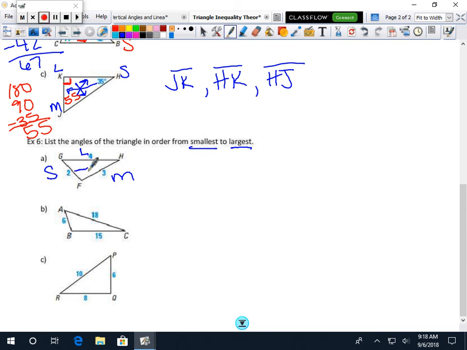So from smallest to largest, smallest side across from the smallest angle, which is angle H. Medium side across from the medium angle, which would be angle G. And largest side across from the largest angle, which would be angle F.